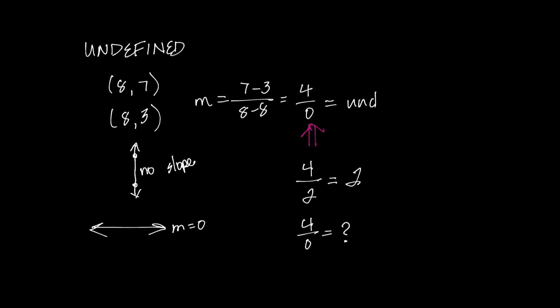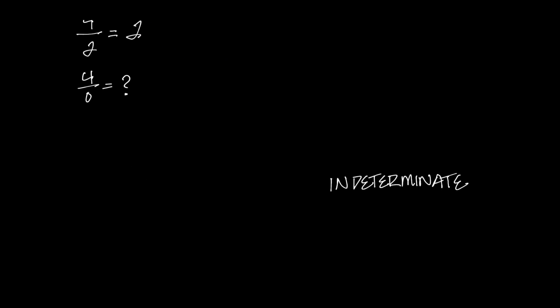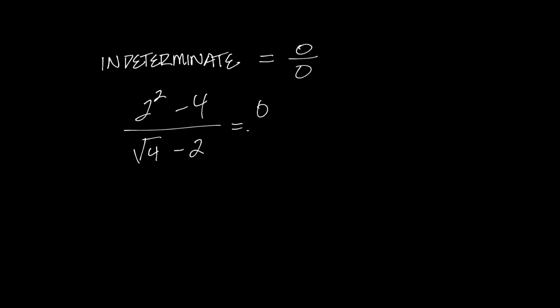Now, related to that, but a little bit different, let's look at, in this section, indeterminate. So indeterminate happens when we end up with a 0 divided by a 0. I don't know how the problem might be. It might say like 2 squared minus 4 over the square root of 4 minus 2. Something like that, where you'd end up with a 0 over 0. And we'd say that is indeterminate.